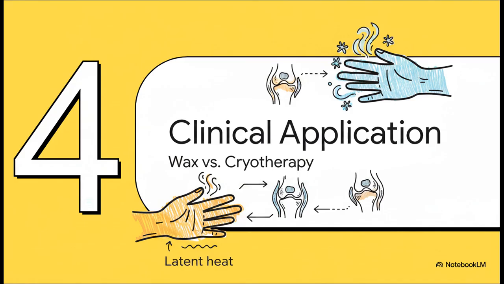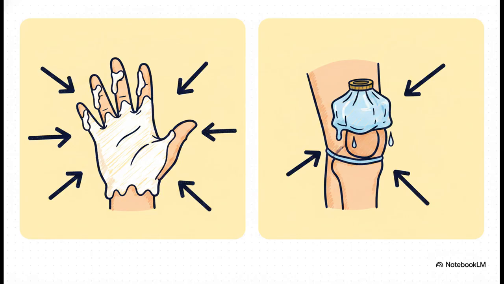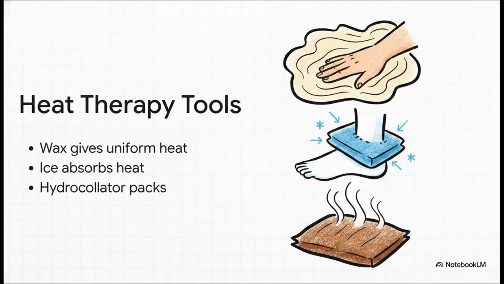Section 4, Clinical Application of Wax versus Cryotherapy. The contrast between these two therapies is basically physics at its finest. With paraffin wax therapy, you dip a patient's hand into molten wax, and as you pull it out, that liquid wax turns solid. As it solidifies, it releases its massive store of latent heat directly into the tissues, safely and slowly. On the flip side, with cryotherapy, the solid ice melts into a liquid, and to undergo that phase change, the melting ice has to actively absorb latent heat right out of the patient's body, which creates a really profound cooling effect. These are seriously powerful tools.